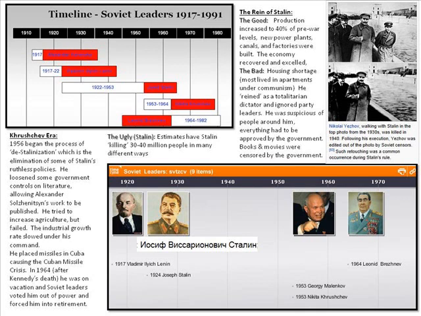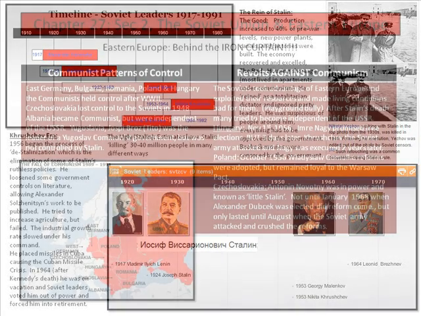1956 began the process of de-Stalinization, which is the elimination of some of Stalin's ruthless policies. He loosened the government controls on literature, allowing Alexander Solzhenitsyn's work to be published. He tried to increase agriculture but failed. The industrial growth rate slowed under his command. He placed missiles in Cuba, causing the Cuban Missile Crisis, and in 1964, after Kennedy's death, he was on vacation and Soviet leaders voted him out of power and forced him into retirement. Wow, what a terrible vacation that must have been, to come back and find that you have been fired.